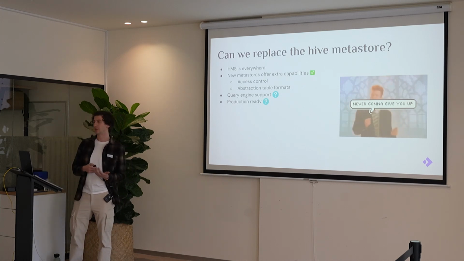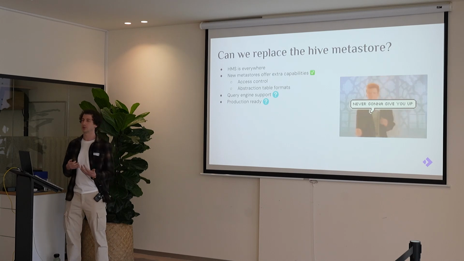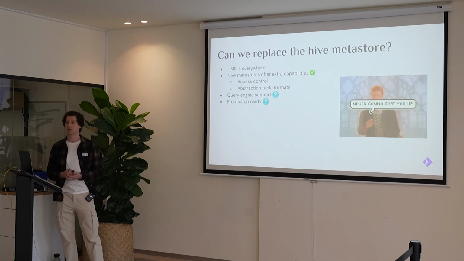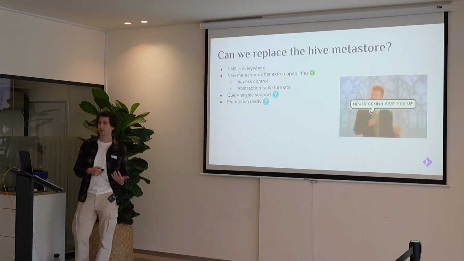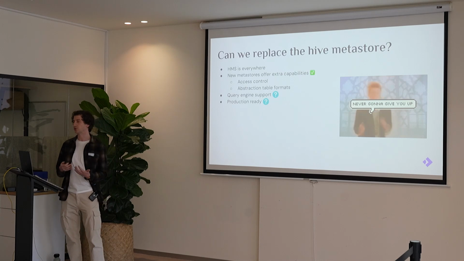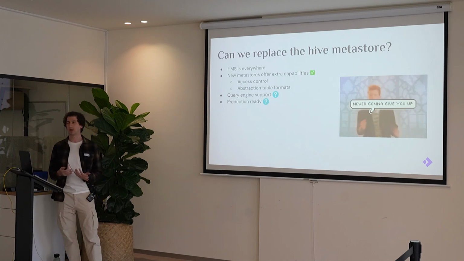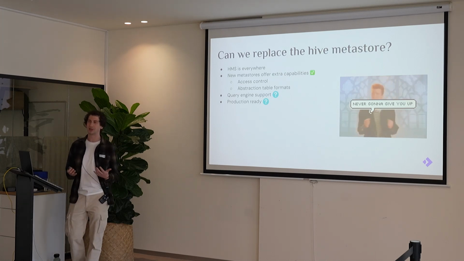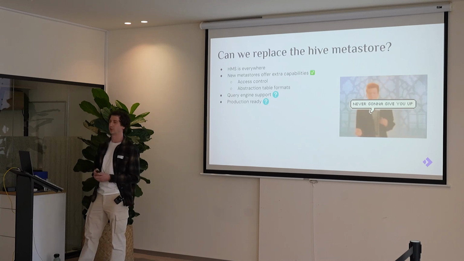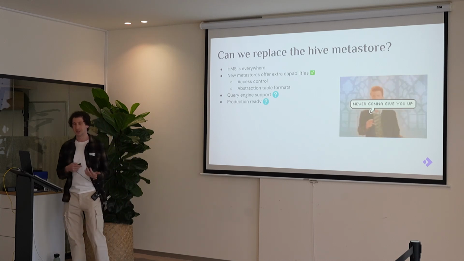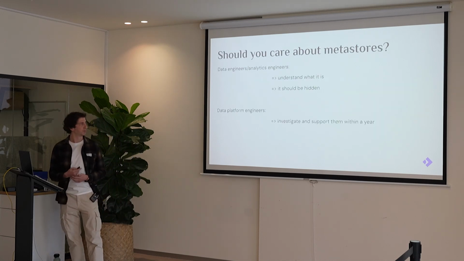Well, in a sense, yes, because the new metastores, both Unity catalog and Polaris, have more features and support the same functionality. On the other hand, not all query engines support them, so it might take a while before you can use them. And since the Hive Metastore has been around for 15 years and these metastores only for half a year, they are maybe not ready for production yet. But it is worthwhile to investigate.